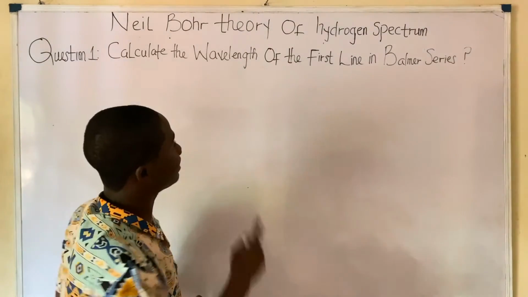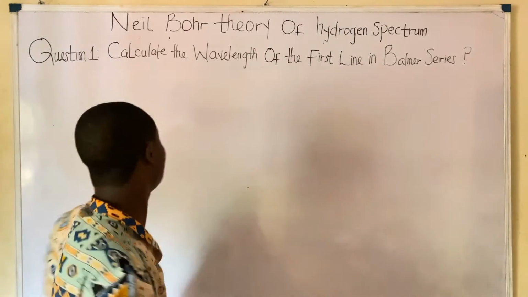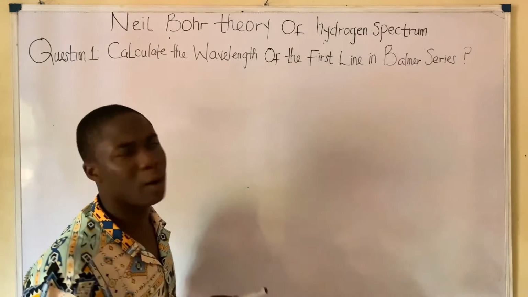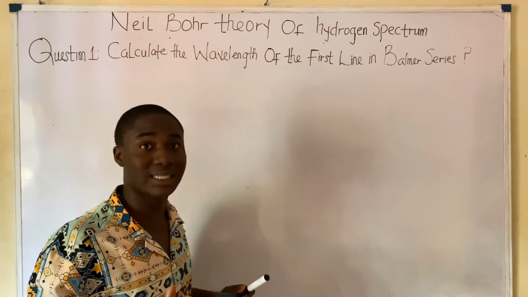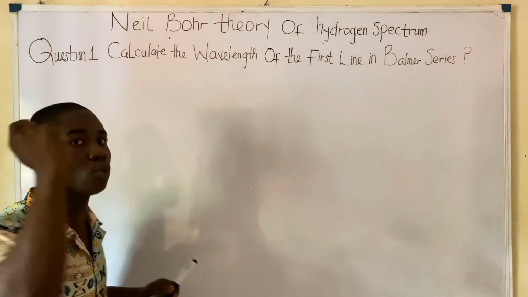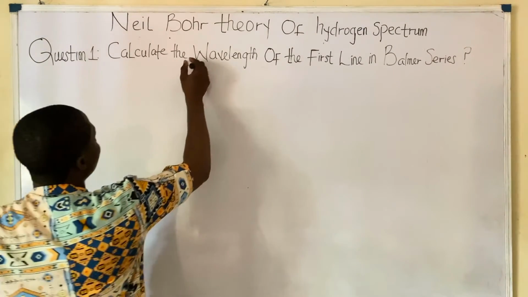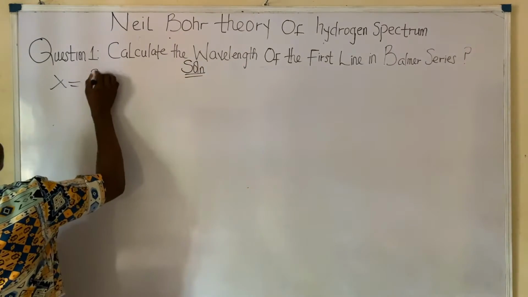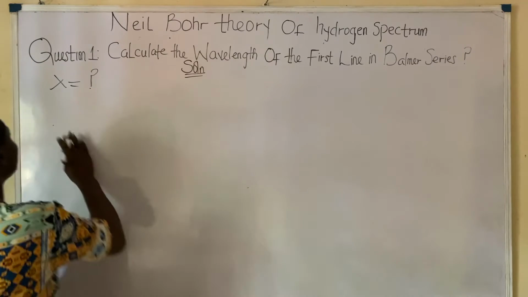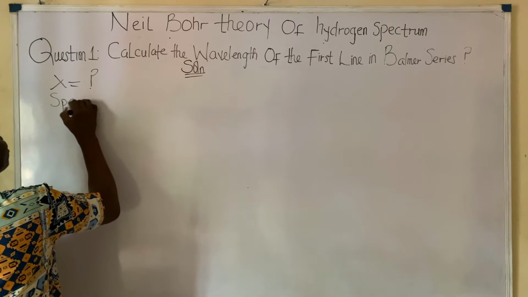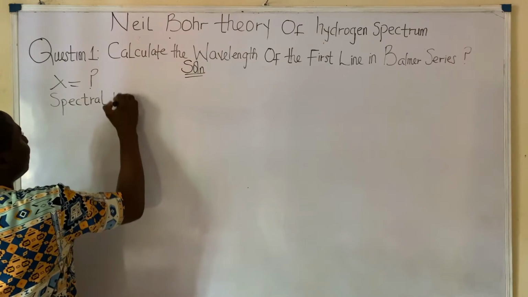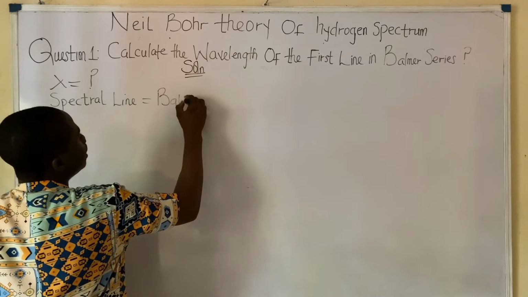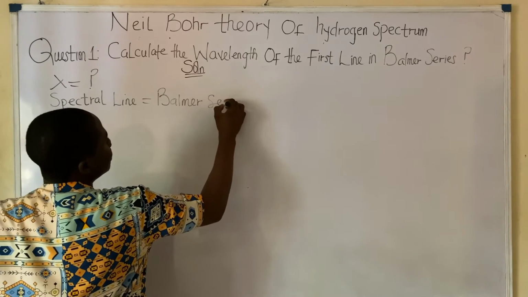Okay guys, let's get into this first practice question. And the question says, calculate the wavelength of the first line in Balmer series. You have to understand the concept that they are asking us to calculate wavelength. This is something that will come to our mind. So, solution. They are asking us to get wavelength. And now they mentioned a particular spectral line. Remember, we've talked about this spectral line. And which spectral line did they talk about? They mentioned the Balmer series.